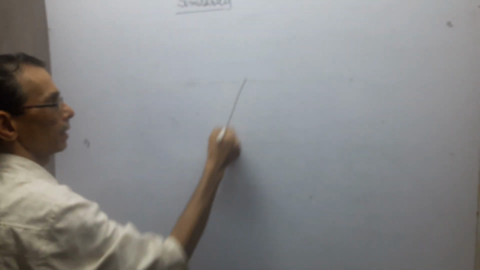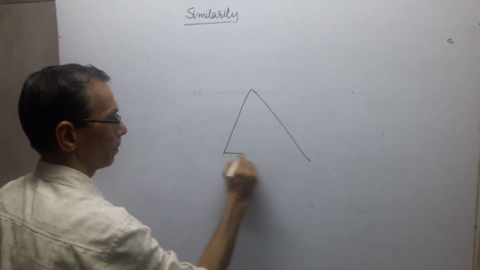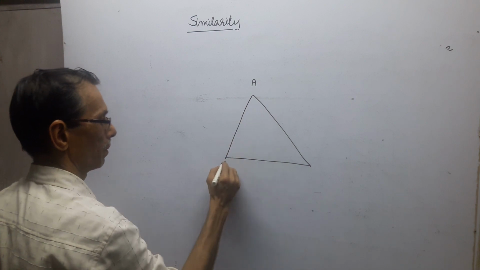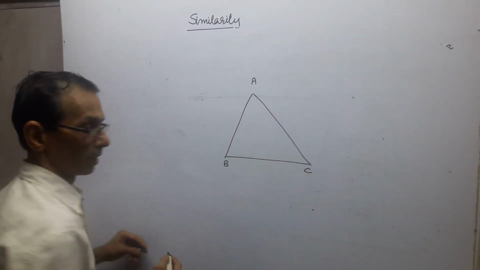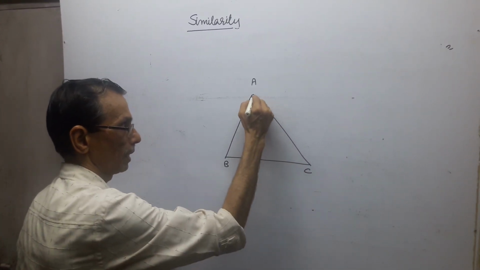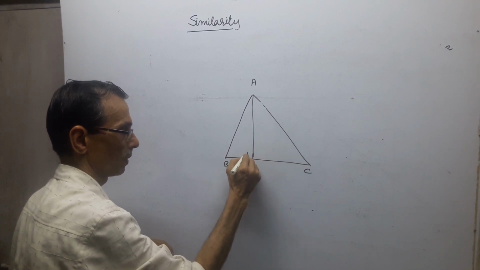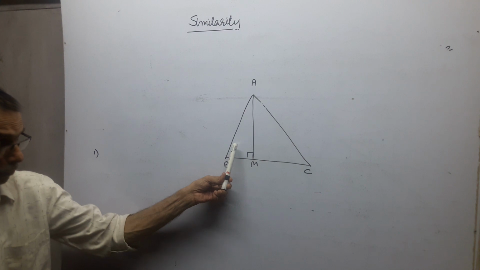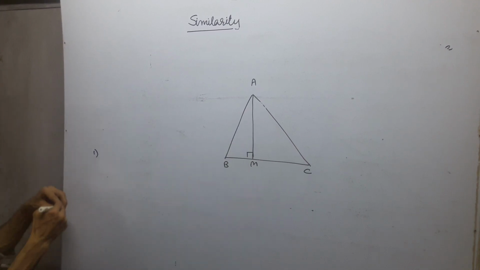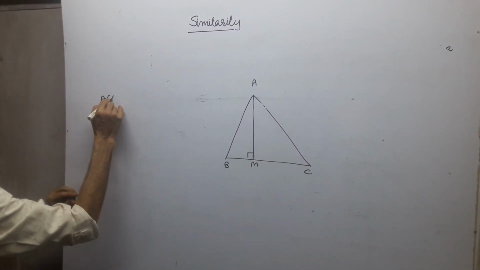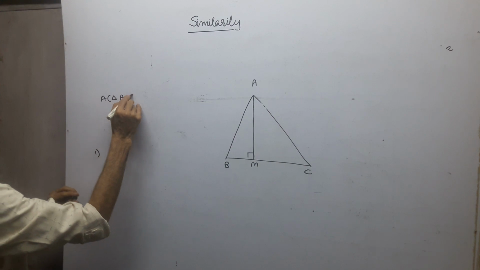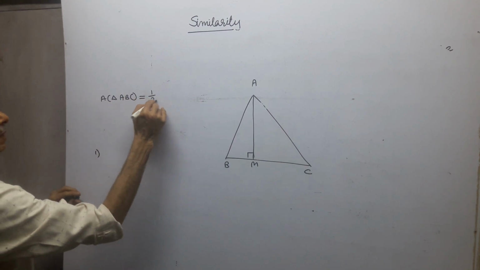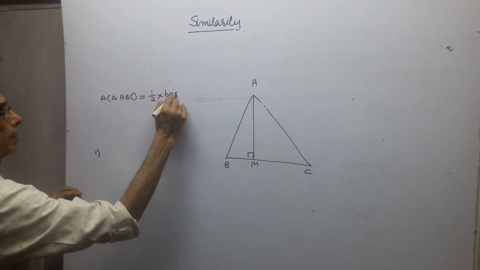So we have triangle ABC. Let us take base BC and height AM. How do you find the area of this triangle? Area of triangle ABC is half base into height.